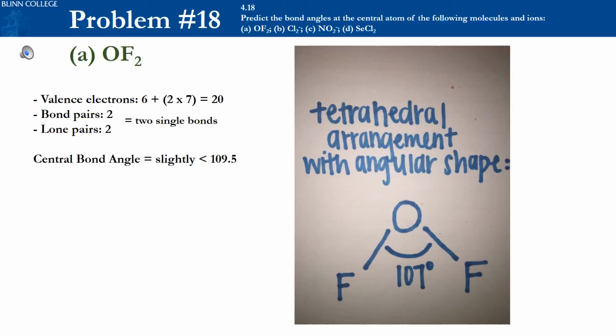First we have to draw the Lewis structure, and we know that we have 2 bond pairs and 2 lone pairs, which equal 2 single bonds. So this central bond angle is going to be slightly below 109.5, so I predicted it would be 107 degrees, because a tetrahedral bond angle is usually 109, and it's a little bit less than that.